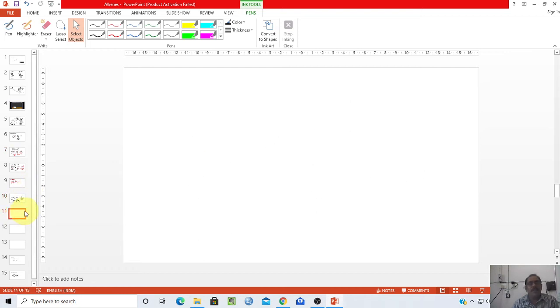Another thing I want to highlight: we have to go for the Zaitsev rule. Zaitsev was a Russian chemist, and that rule we are going to see.